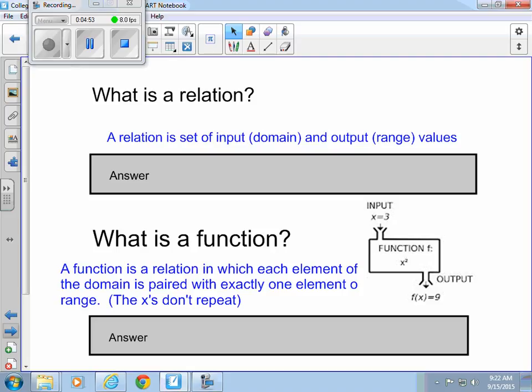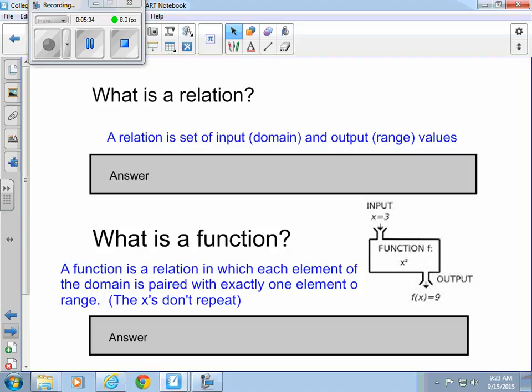The input is called the independent variable or the domain. It's independent because you get... is paired with exactly one range value.